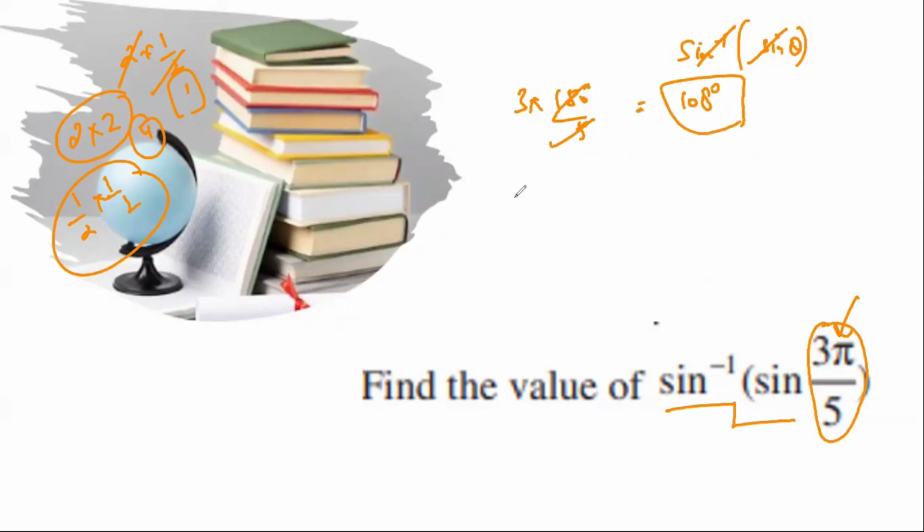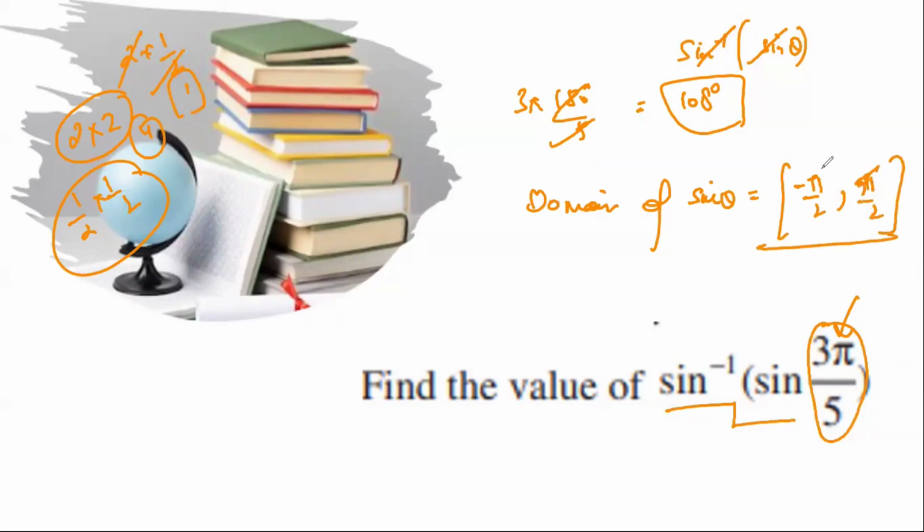But you know the domain of the sine function. What is the domain of the sine function? You can only put the values from minus pi by 2 to pi by 2, right? So this is the domain. After that and before minus pi by 2, you can't put the value. So here it is more than that, so we have to change this value first. So how to do that? We have to do it very strategically.